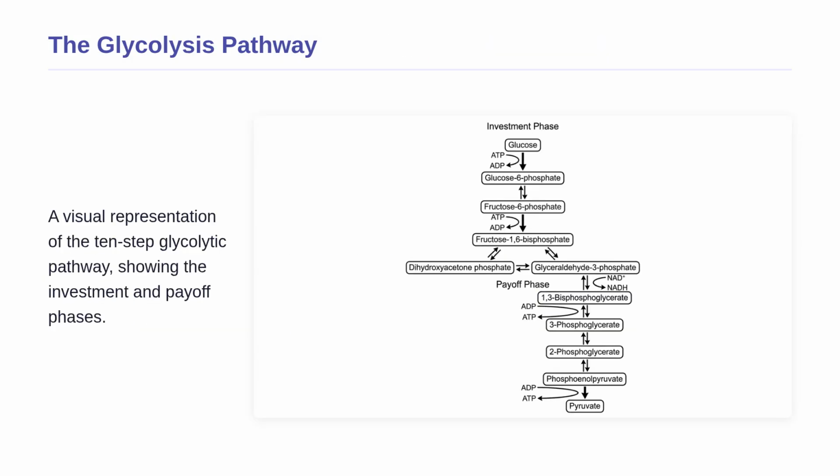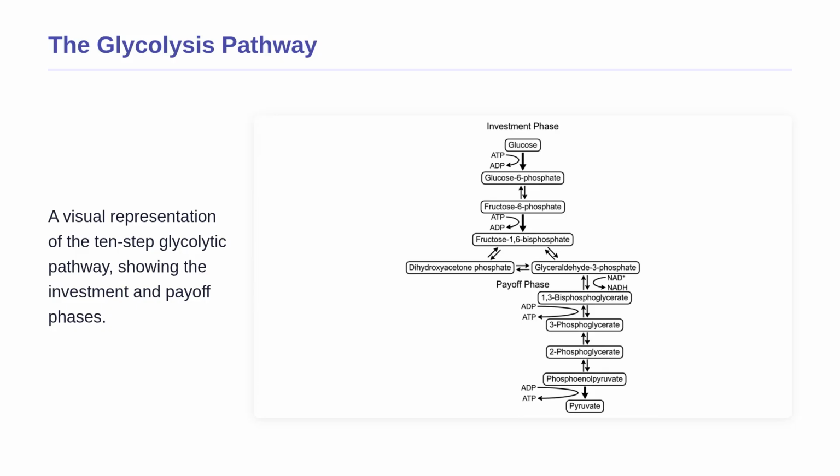To visually reinforce everything we have just learned and proven, let us look at the complete 10-step pathway. At the top of the diagram, you see the investment phase, starting with our 6-carbon glucose. Notice the curved arrows at steps 1 and 3 showing ATP being consumed to destabilize the sugar. In the middle, the pathway splits, leading into the payoff phase at the bottom.